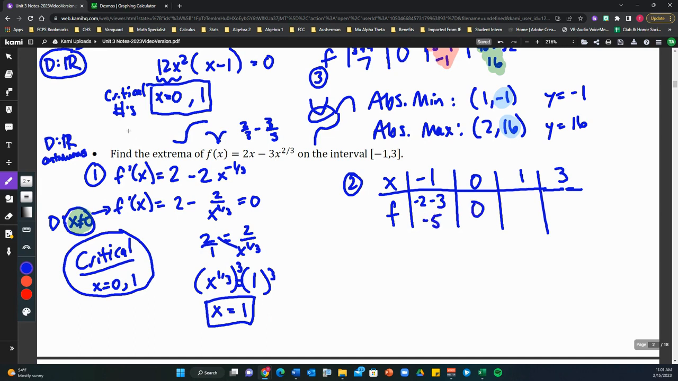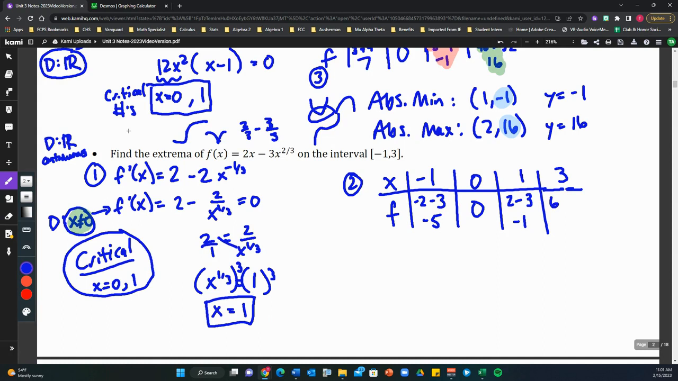0 going in for both is just 0. That one's easy. Positive 1 going in would be 2. And then 1 to any power is just 1. So 2 minus 3 is negative 1. And then 3, this is going to be the tricky one. Okay, we're going to do our best to estimate here. I'm going to walk you through some mental estimation.